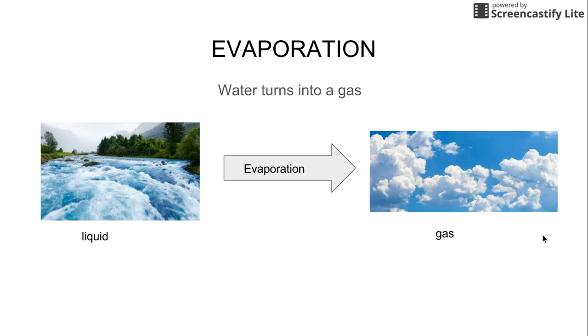The process of water turning from a liquid to gas is called evaporation. That's when our liquid evaporates and then goes into its gas form and forms clouds in our sky. That's called evaporation.